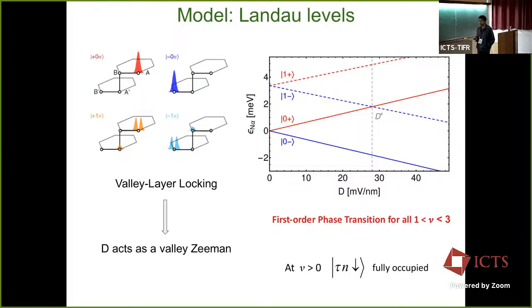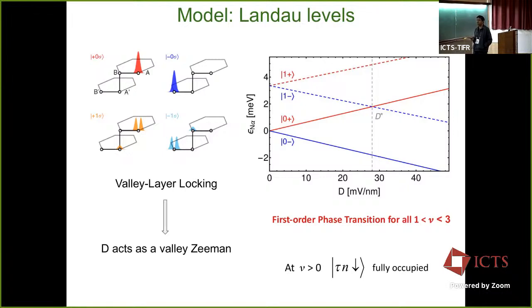Now, a fact about bilayer graphene is that for finite filling factors, the ground states are maximally spin polarized. This has been confirmed experimentally. And so in this talk, I will not be concerned with the nu equals 0 phase, only with the finite filling factors.